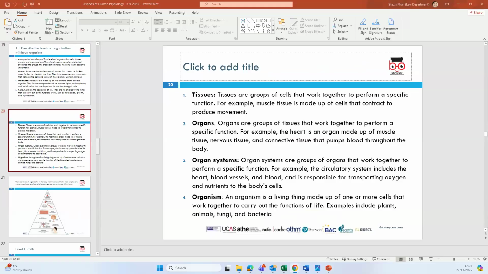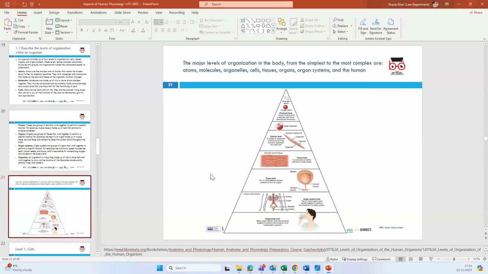We then look at the major levels of organization. This triangle shows the major levels of organization in the body from the simplest to the most complex. So we have atoms, molecules, organelles, cells, tissues, organs, and the human. The first one is the atoms. The atom is a basic unit of matter. And then we have molecules that are 2 or more atoms bonded together.